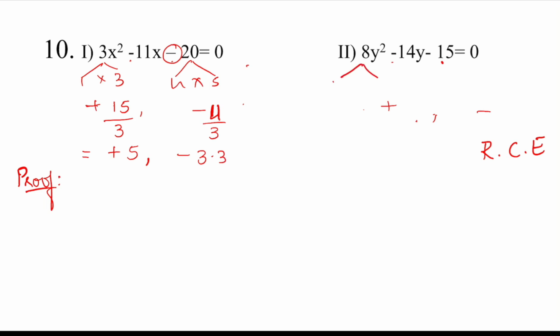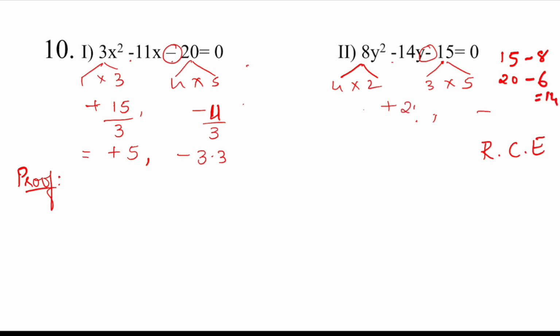Next, 8 can be written as 4 into 2 and 15 can be written as 3 into 5. So if you subtract, you should get 14. 5 3s are 15 minus 8 is not 14, so this is not working. 5 4s are 20 minus 3 2s are 6. Yes, this is correct, we will get 14.